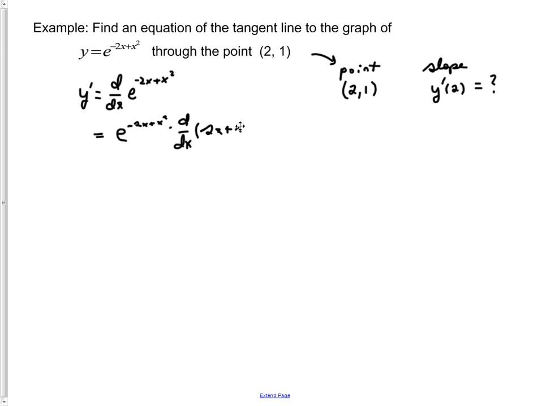Leaky pen there. See if I can handle that a little bit here. Let's see, negative 2x squared. There we go. That's nice.